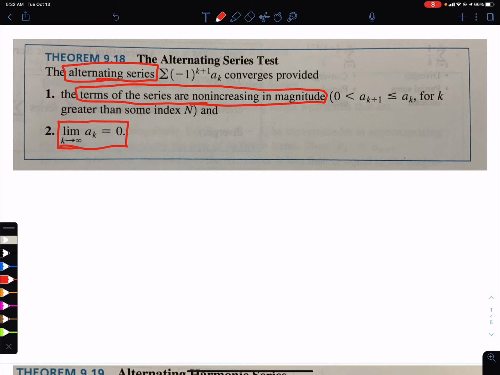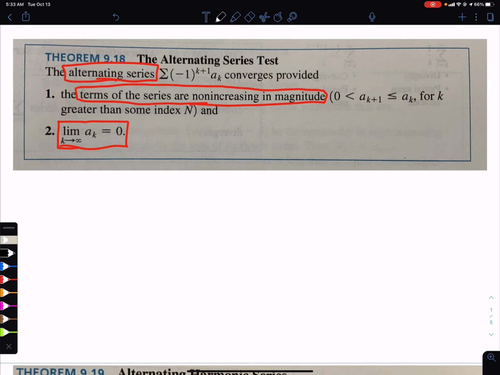So in the alternating series test, you would say this is an alternating series whose terms are either decreasing or non-increasing in magnitude. You have the same magnitude. And you can say the limit of the terms is zero. Or you can put it all together.